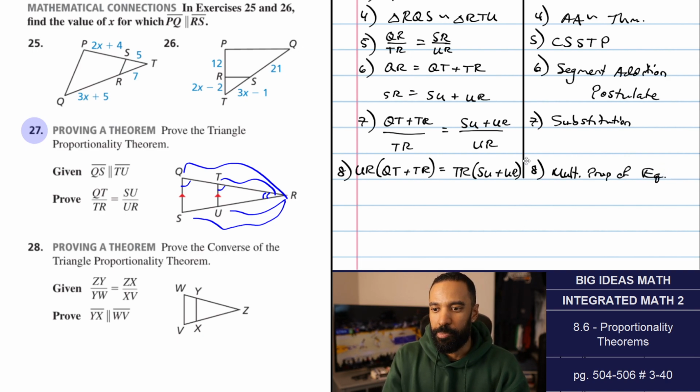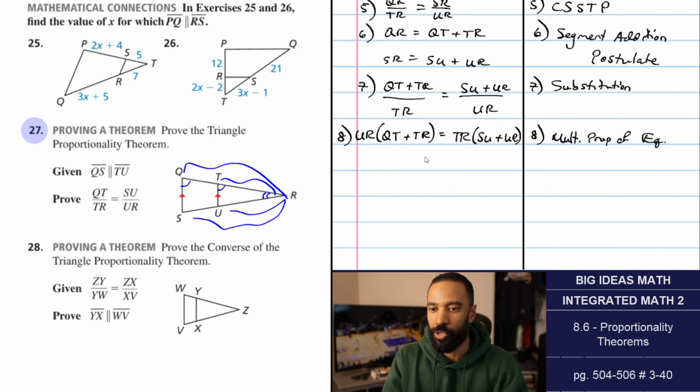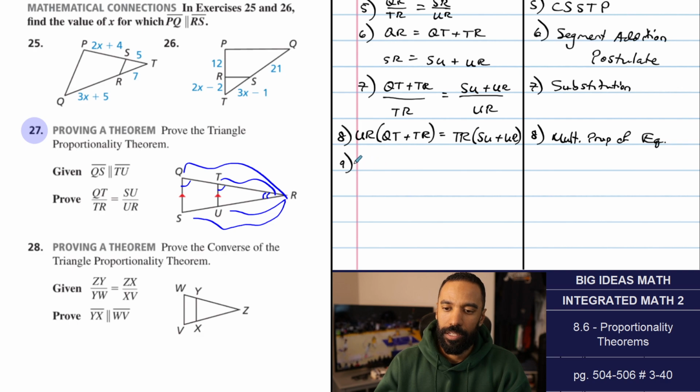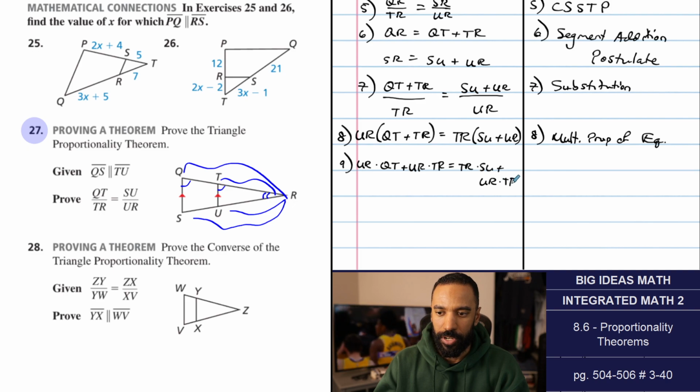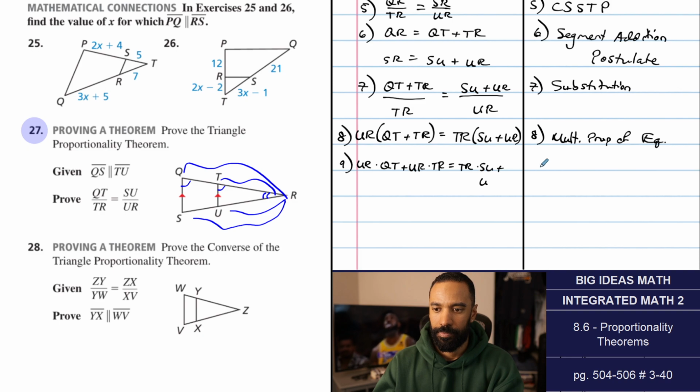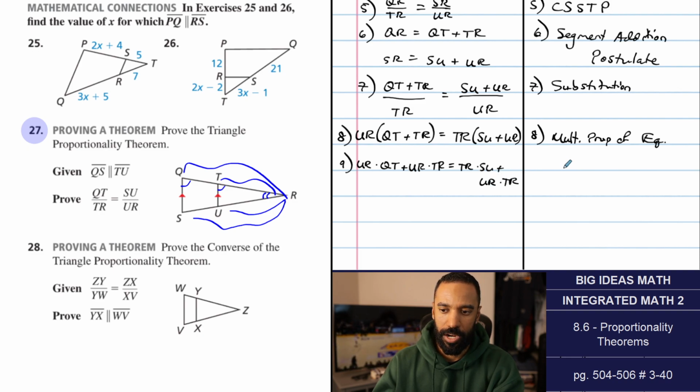All right, now a distribution, and then we'll do the subtraction property of equality and all that jazz. I'll put UR times QT plus UR times TR equals TR times SU plus, and this is also UR times TR. See, these are the ones that are going to cancel. Hold on, distributive. UR times TR. This is the distributive property.